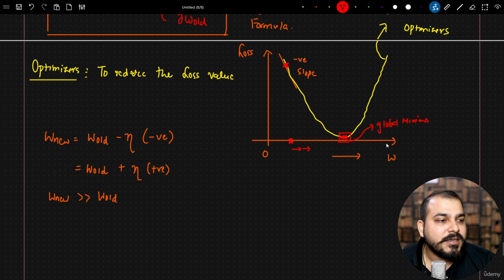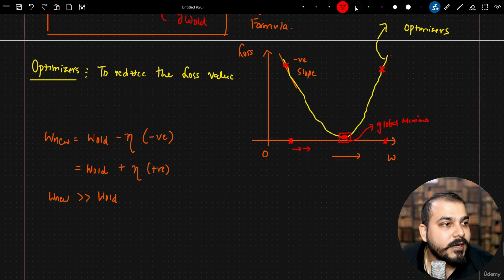Let's say with respect to the other scenario, the W value is over here, and with respect to this, I'm getting the loss value over here. Now let's go and calculate the slope over here also. So here, let's say the slope is this one. Okay. Now in this case, you can see the right side of the line is pointing upwards.